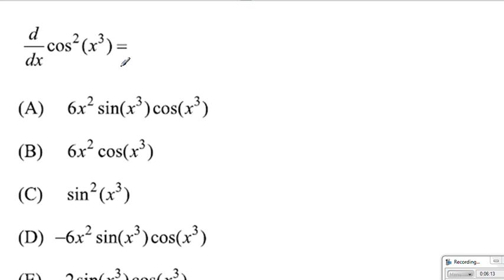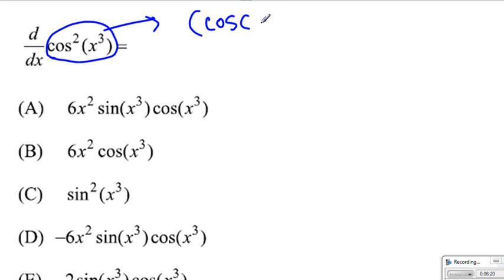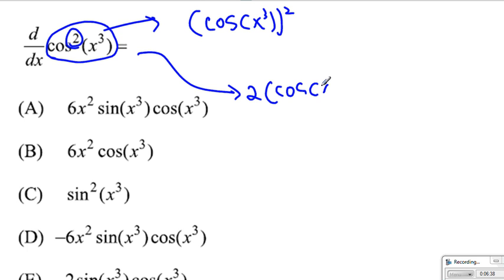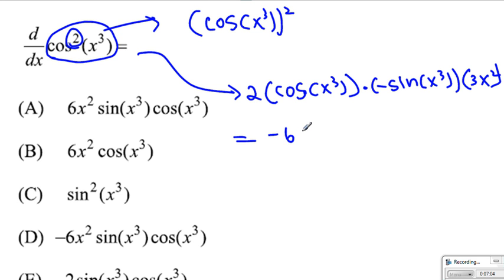Here we have our chain rule. If you're to rewrite this expression by itself, then this will be something like this: cosine of x cubed, entire thing squared. The square actually impacts in that way. Then you can easily see that we have 3 layers of chain rule. First, when you take the derivative, we end up getting 2 cosine of x cubed. By the power rule, 2 becomes 1. Now we have to multiply by what's inside, which is the derivative of cosine, negative sine of x cubed. Now as a third layer, we have to take the derivative of the innermost, which is x cubed, which will give us 3x squared. Now once we multiply, we get negative 6x squared.